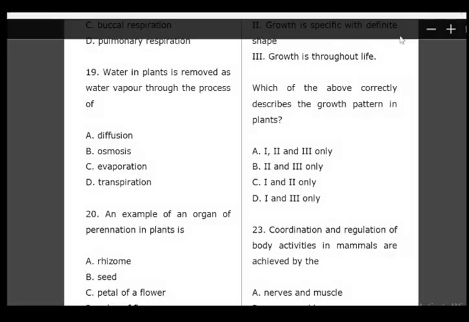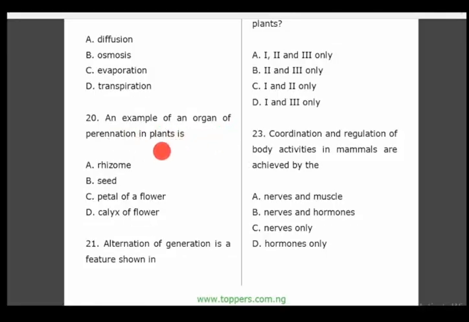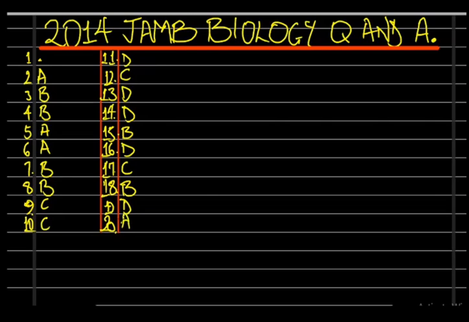So we move to question 20 now. An example of organ of perennation in plant is A. Rhizome, B. Seed, C. Petal of flower, and D. Calyx of flower. That is the question that we have there. And when we talk about perennation of plants, we have different examples of organisms that carry out perennation in plants. And basically the answer that we have there is the rhizome. The rhizome is the answer to this question here, an organ of perennation in plants. The answer is rhizome. That is option A. So we move further to question 21.